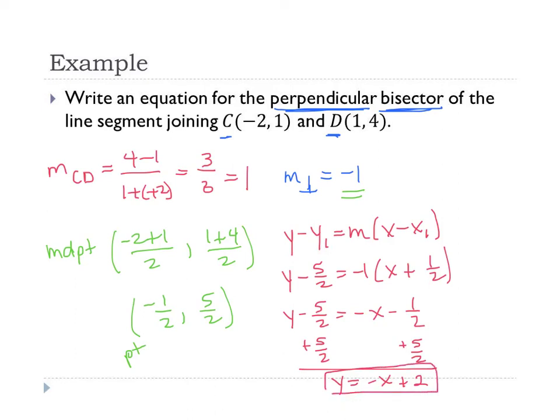There's my equation that's going to go through the midpoint, which means it's a bisector, and it has the opposite reciprocal slope, so it's perpendicular, so it fits both of those requirements. By the way, if you did not want to use point slope form, remember you could always use slope intercept form and plug in your point as an x and a y, and you have an m, and so then solve for b and plug it back in.